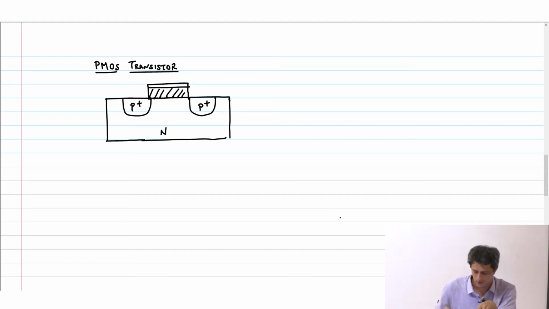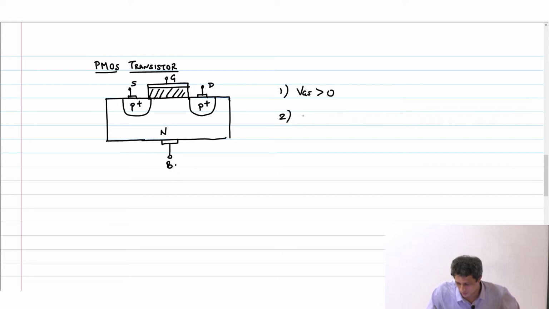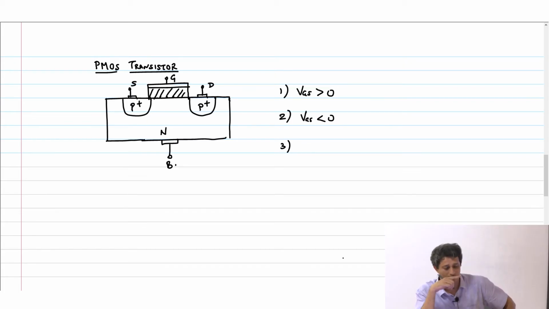Okay, so now I could have gate, source and drain, and this is my body. So now let's analyze the three cases. What happens when VGS is greater than 0? Case 1, VGS greater than 0. Case 2, VGS is less than 0, and case 3 we will come to that. So what happens when VGS is greater than 0?